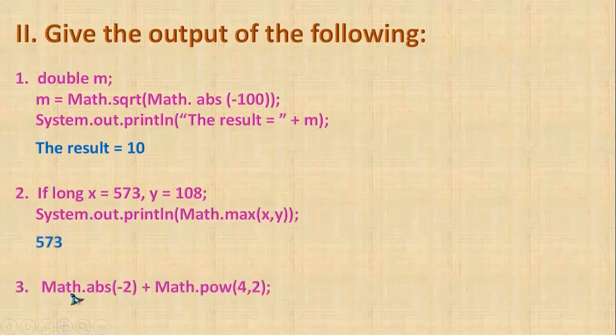The next one, Math.abs of minus 2 plus Math.pow of 4 comma 2. Here the absolute value of minus 2 is 2. Math.pow of 4 comma 2 is 4 to the power 2, that is 4 into 4, that is 16. 16 plus 2 is 18.